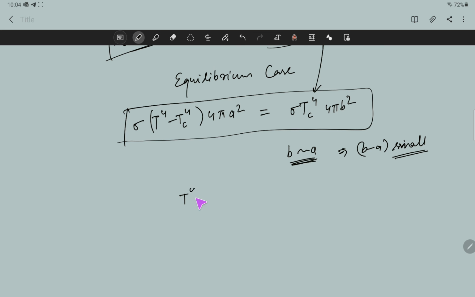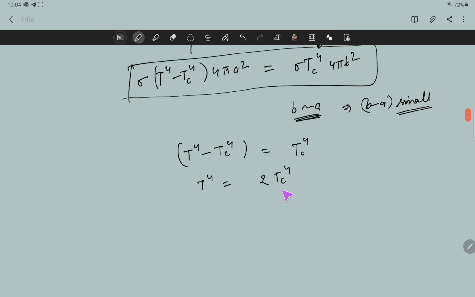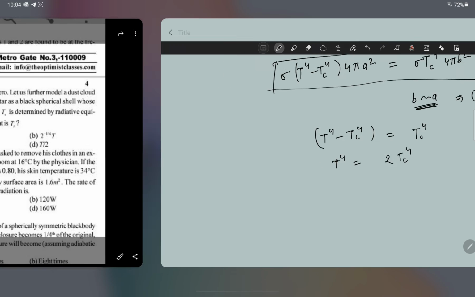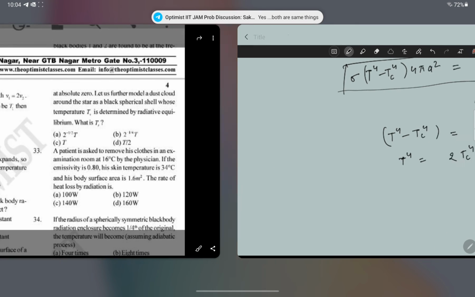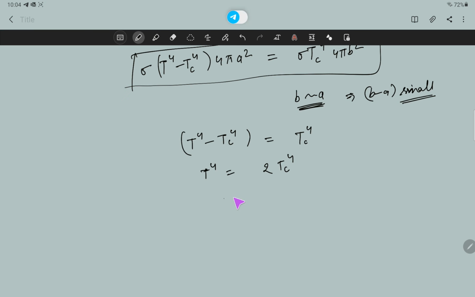In that case, T to the power 4 minus Tc to the power 4 will be equal to Tc to the power 4. So T to the power 4 will become 2 Tc to the power 4. We have to determine the temperature of the cloud, Tc. So Tc will be equal to T divided by 2 to the power 1/4. So this is the answer. Thank you very much.